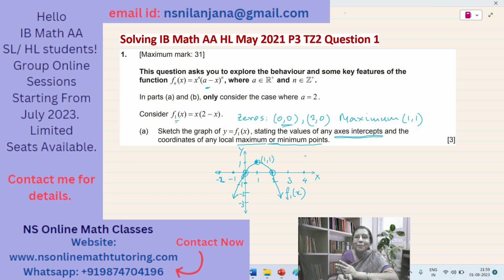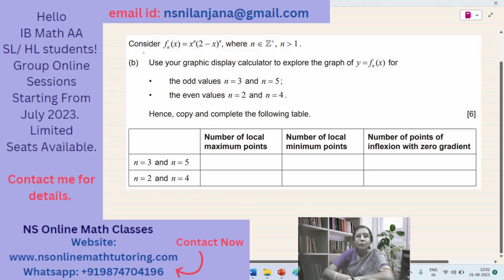So let us bring in the next subpart, subpart B. Consider fn of x equal to x to the power of n times (2 minus x) whole raised to the power of n, where n is a positive integer and n is greater than 1. Subpart B's question is, use your graphic display calculator to explore the graph of y equals fn of x for the odd values n equal to 3 and n equal to 5, and the even values n equal to 2 and n equal to 4.